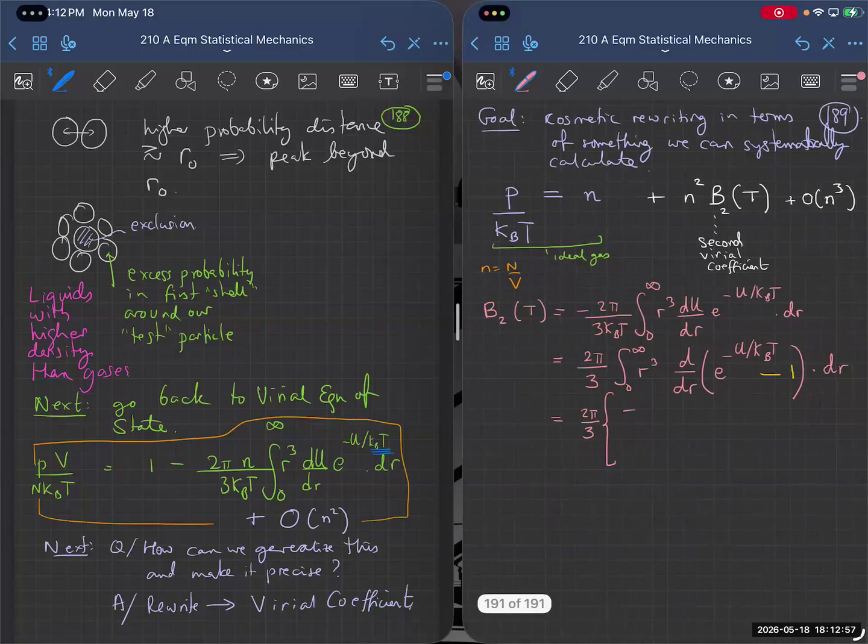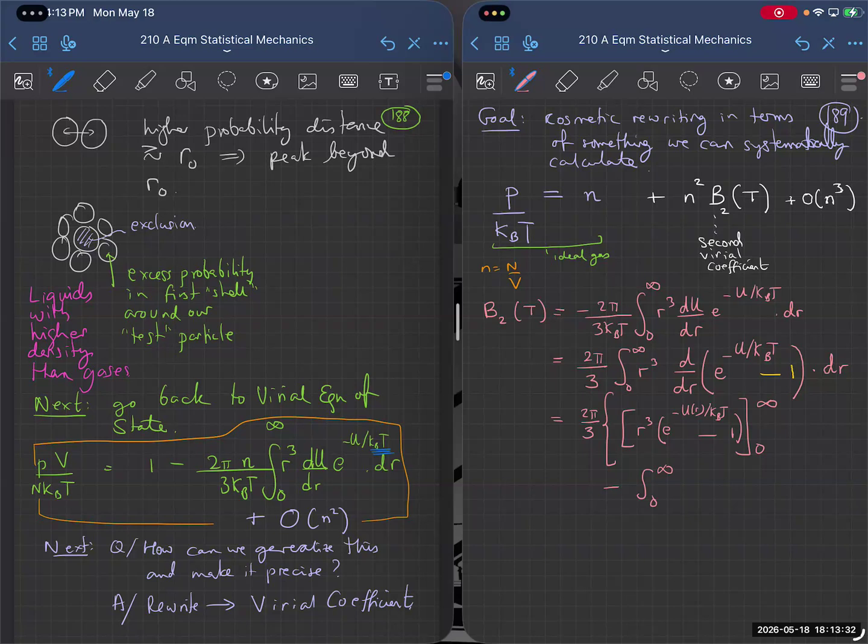So this is going to be the integral of r cubed times e to the minus u of r over kBT minus 1, between 0 and infinity, and then minus the integral from 0 to infinity. So when you do integration by parts, what you do is you take the d/dr and it goes on to the other part of the integrand.